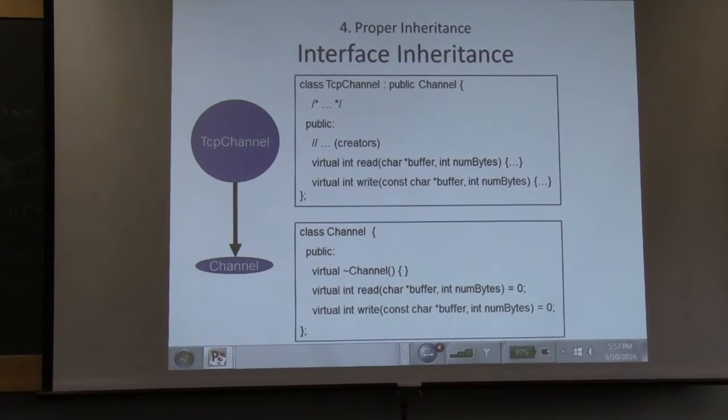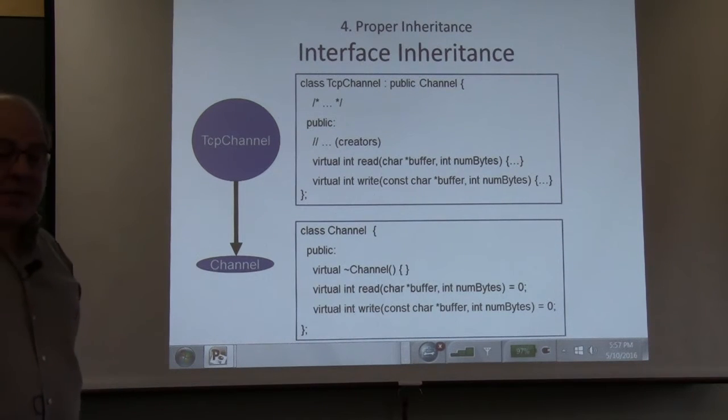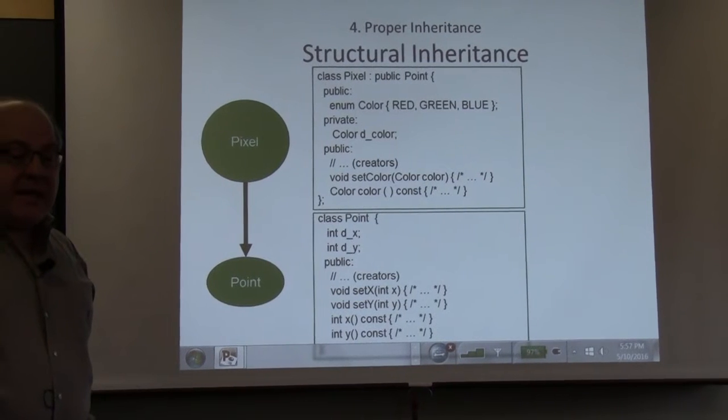What can I say? All right, so let's take a look at what we mean by interface inheritance, right? We have a class channel, let's say, and it's got an abstract interface. We have a destructor, and then we have some pure virtual functions. And then derived from it, we have this TCP channel, which is a public channel, and it implements the functionality in the abstract base class. So that's interface inheritance.